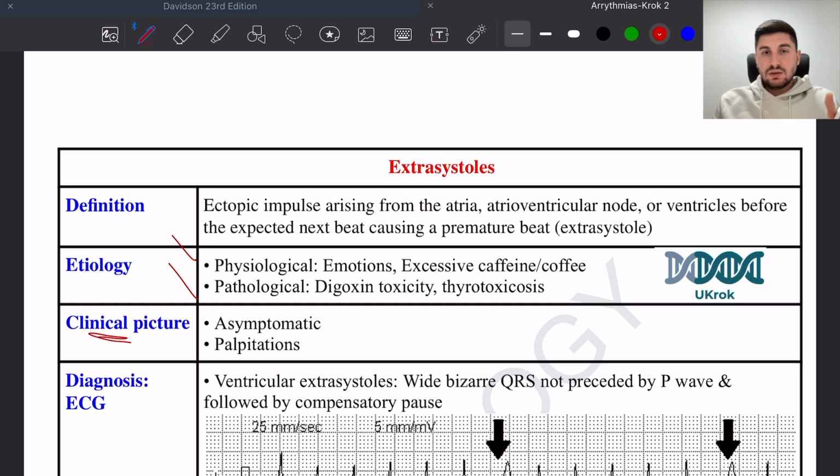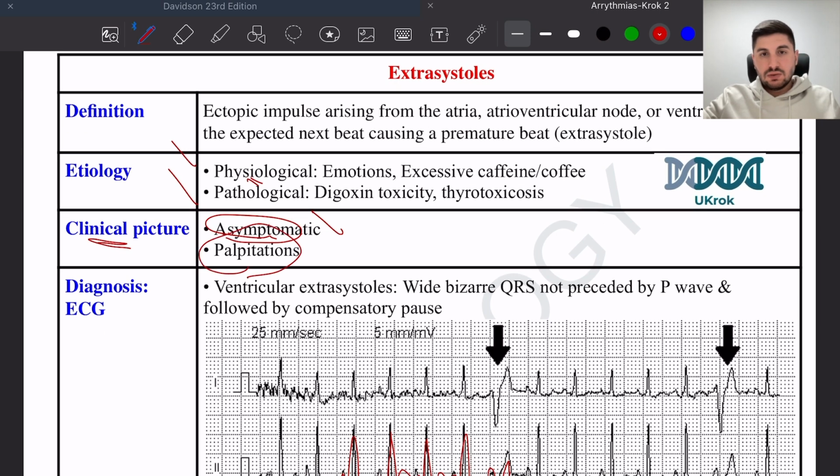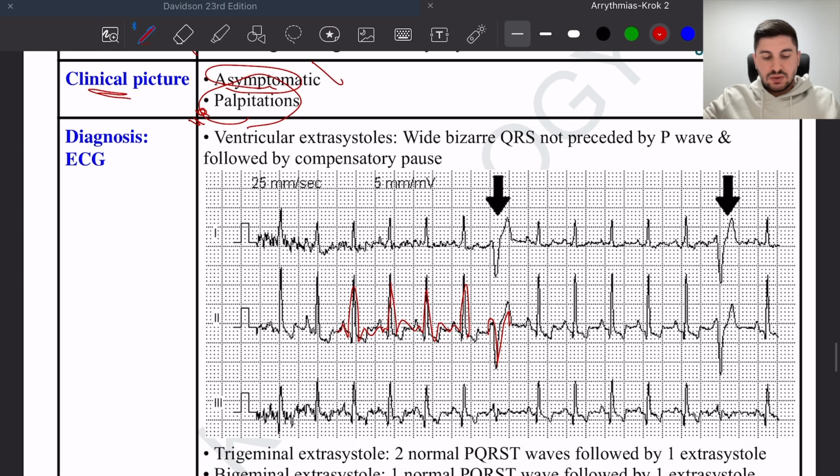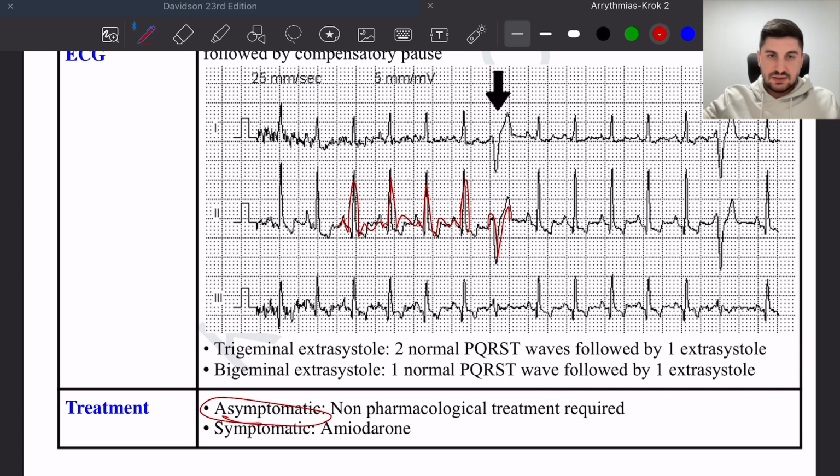Maybe you have extrasystoles but you don't know it, right? These can be asymptomatic, and maybe I have them and I don't know. Maybe someone has them once per month and doesn't notice, right? So they can be, as I said, physiological, but sometimes they cause palpitations and symptoms. So this also affects the treatment.